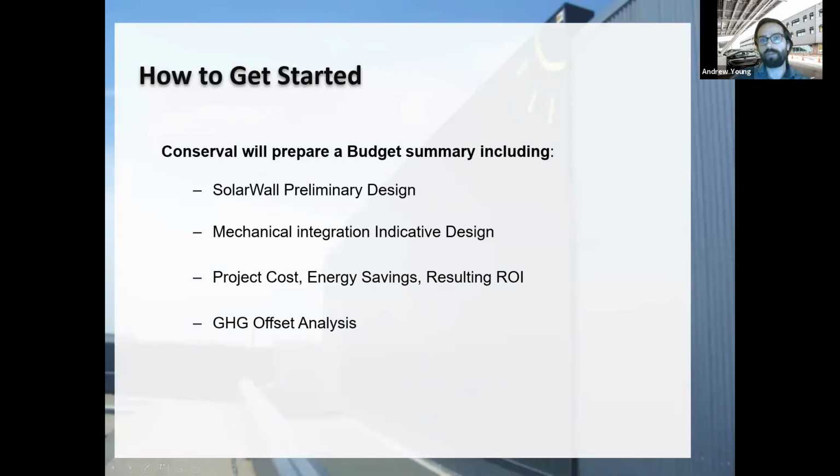That budgetary summary will include the preliminary design of the system, how it's going to look, what system we would suggest for the application, and how we would integrate that into the mechanical system. It includes all the project costs, all energy savings, and the resulting financial information, paybacks, ROIs, that sort of thing. And most importantly, in my perspective, the carbon and GHG offset analysis, and how much we're actually able to reduce for that building. It's a sizable metric these days, and I think over the next decade it's going to continue to be a sizable metric that people consider when looking at their buildings and how to upgrade.